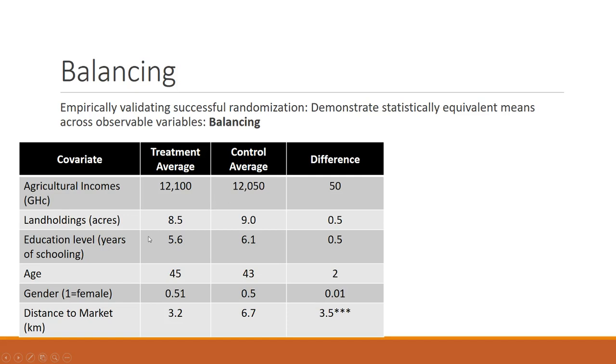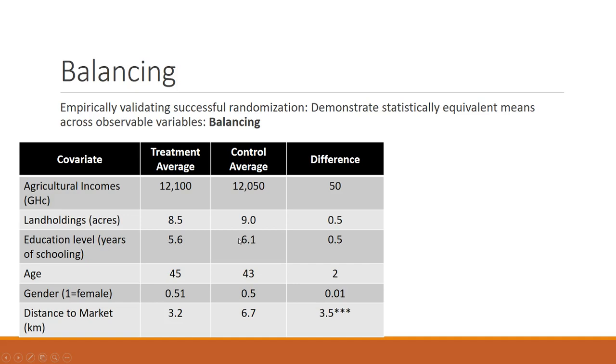Okay, so we keep going. Education. All right, education level. The average education level for the treatment group is 5.6. The average education level for the control group is 6.1. It's a difference of 0.5. So a difference of 0.5 years of education between the treatment and control group.